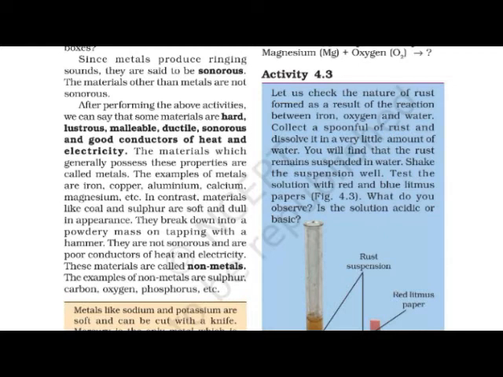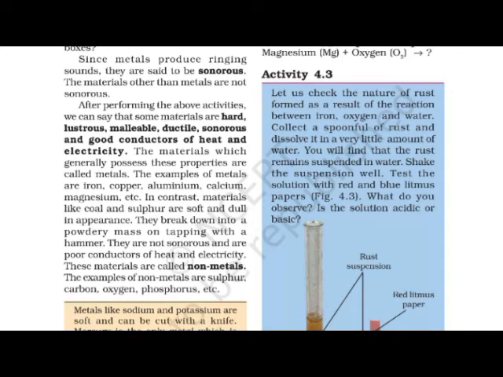Since metals produce a ringing sound, they are said to be sonorous. See, one more physical property of metals is that they are sonorous. As metals produce a ringing sound, they have the characteristic called sonorous. The materials other than metals are not sonorous. It means the sonorous property is limited to metals. Other materials do not have the characteristic called sonorous; they do not produce the ringing sound.